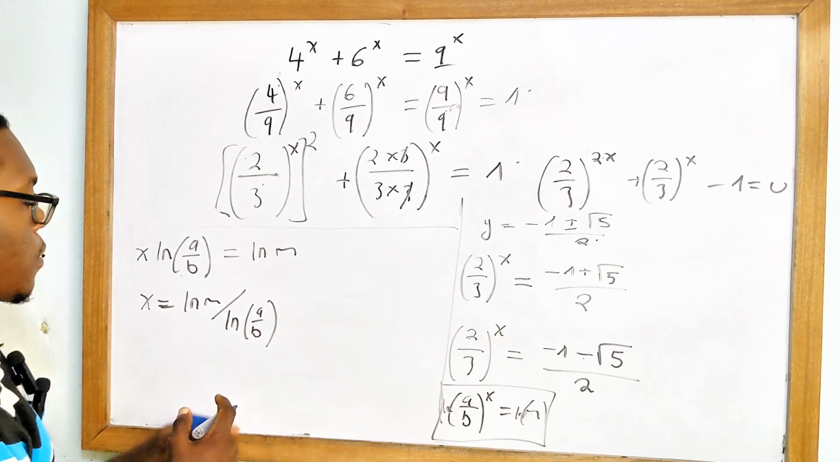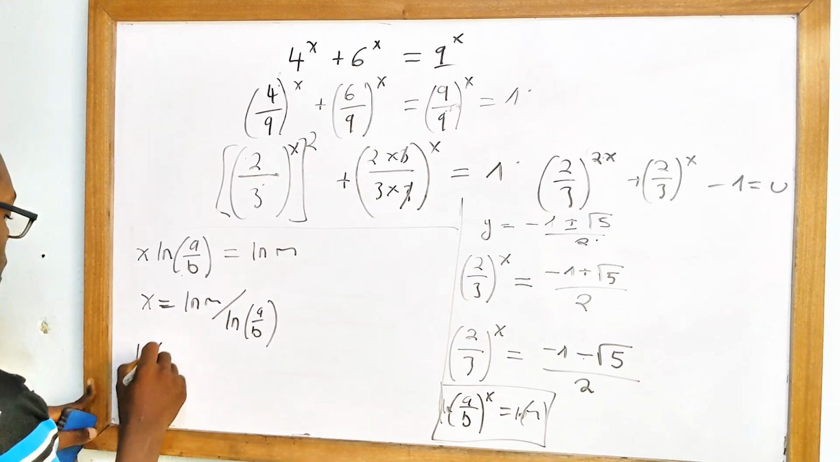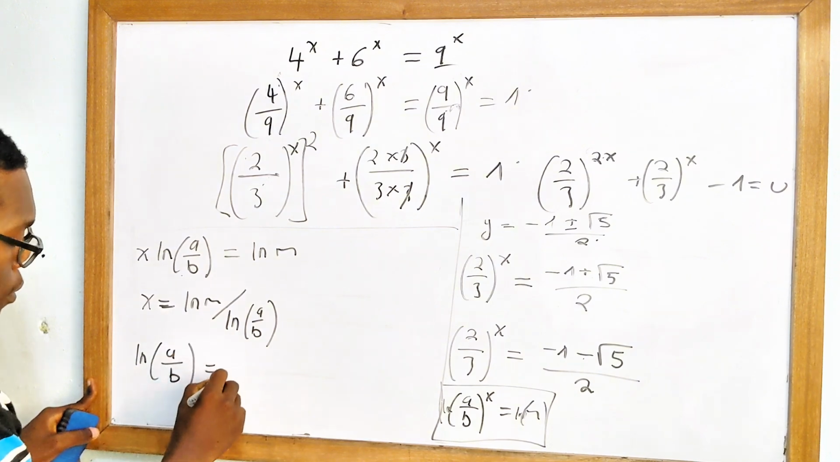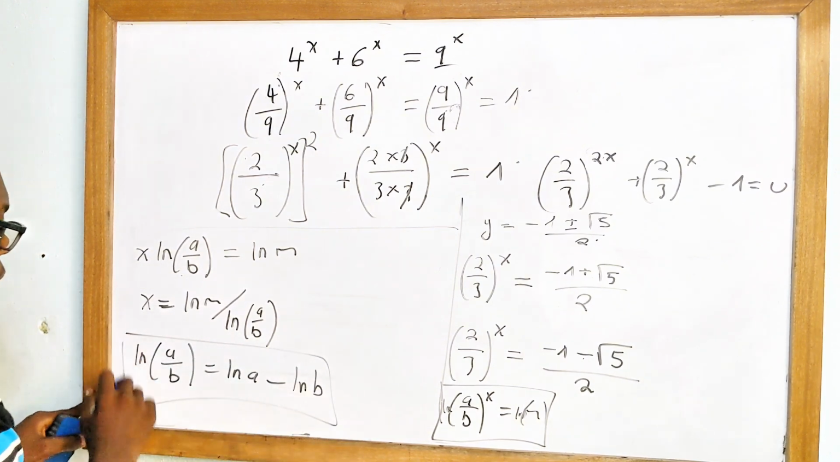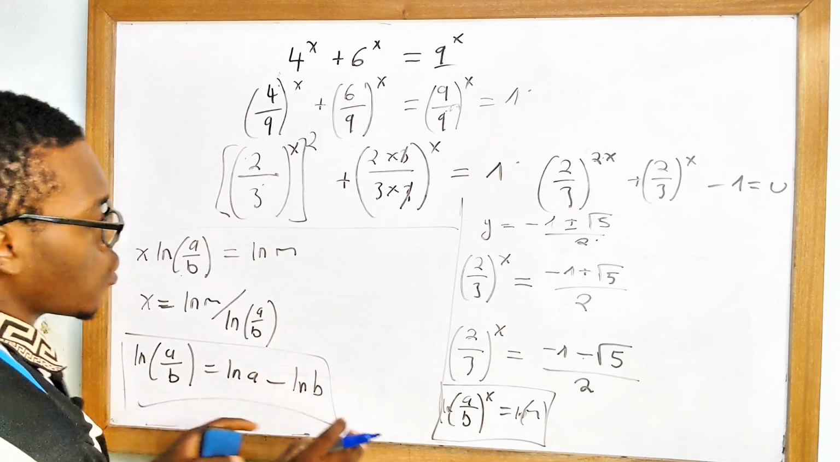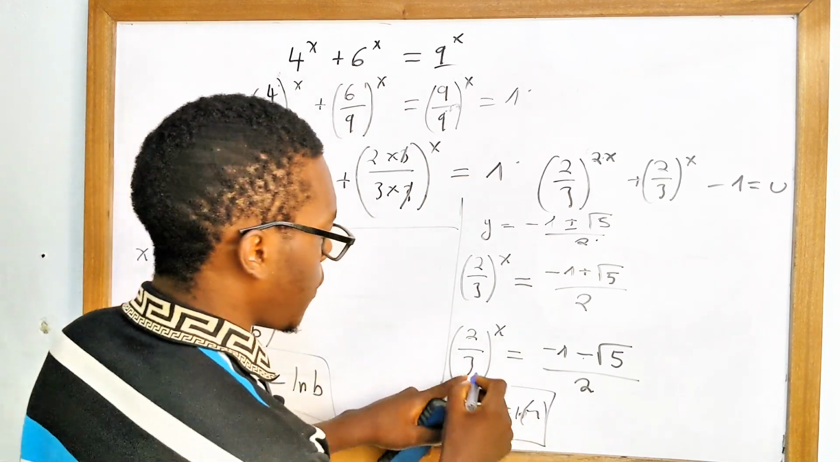We will just invert and solve it. You know that log of a all over b equals log a minus log of b. That is typical. We are going to use this method to solve it here, and you are going to have log here and in here.